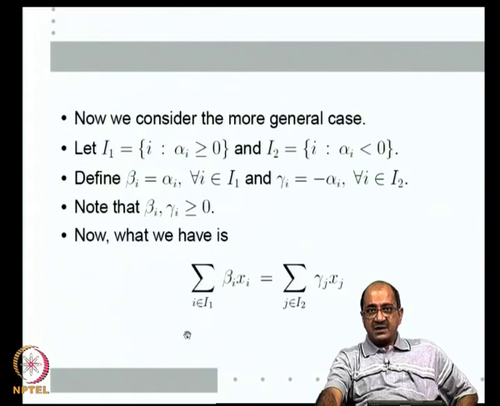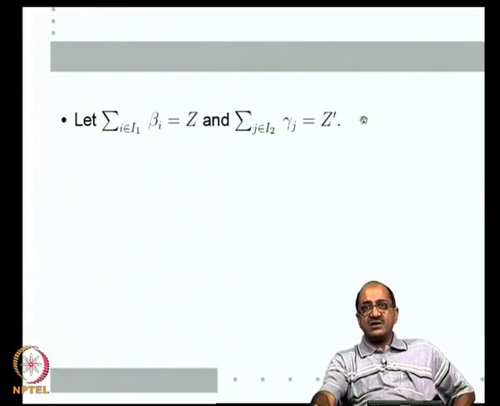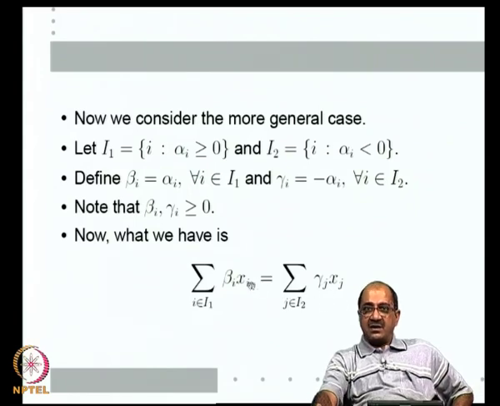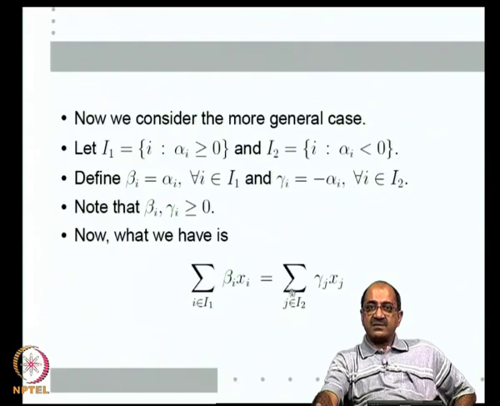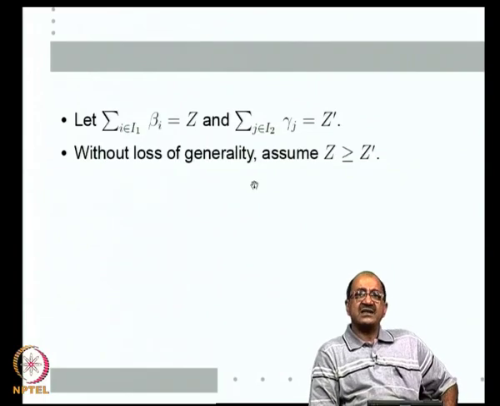Okay. So, given this, let us say the summation of beta I, I belonging to I 1, is z, and the summation of gamma j is z prime. If z is equal to z prime, we are done, because if I divide by that common normalizing factor, then this becomes a convex combination of some of the x I, and this becomes a convex combination of the remaining x I. So, the two convex hulls intersect and hence this set and that set cannot be separated. But in general, z and z prime do not have to be equal. One of them has to be greater than the other. So, without loss of generality, let us assume z is greater than or equal to z prime.